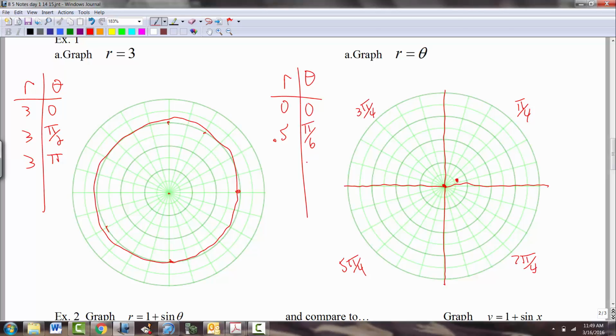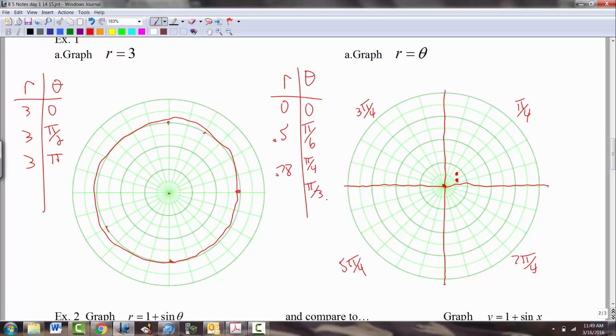And then let's go to pi over 4. Give me that as a decimal. 0.78. Actually 0.79, it's fine. All right, so we made a little mistake there.